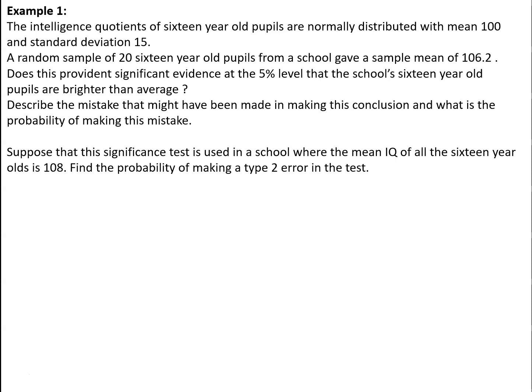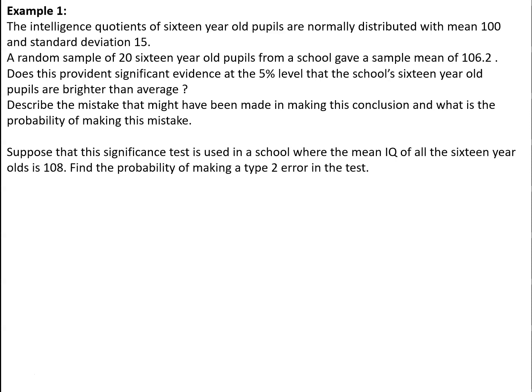And then finally, we've got to suppose that the significance test is used in a school where the mean IQ of all the 16-year-old pupils is actually 108. We've got to find the probability of making a type 2 error if the significance test was used at this particular school.